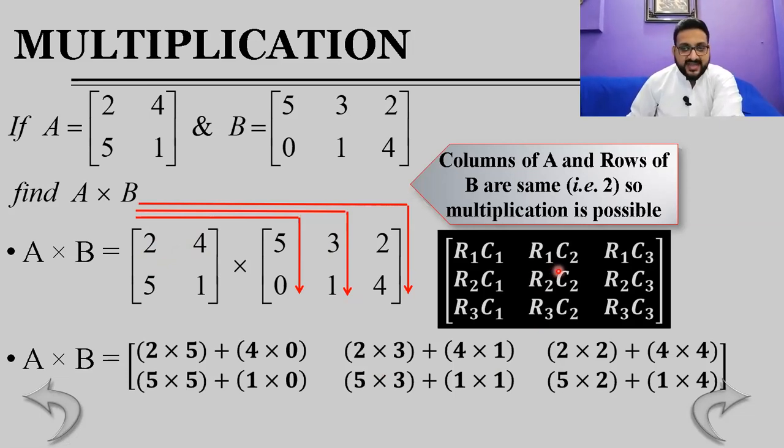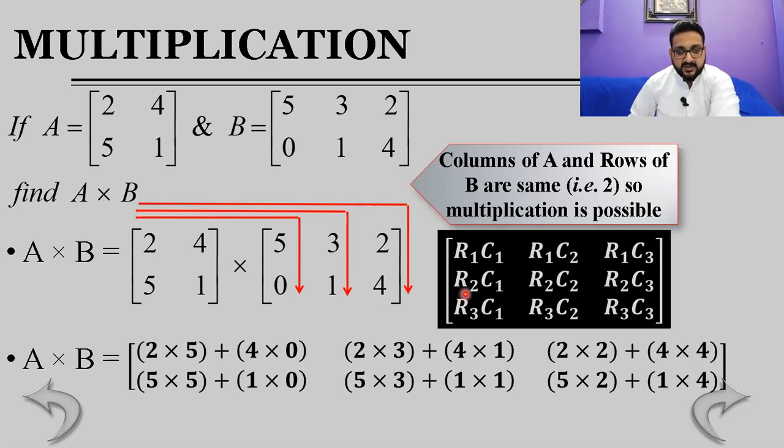Okay, what is the next step? So R1 multiplied by C3. The same row of A multiplied to the third column of B. It means 2 multiplied by 2, and 4 multiplied by 4. We have done first row: R1 C1, R1 C2, R1 C3. Okay. Now you can calculate R2 C1, R2 C2, R2 C3.